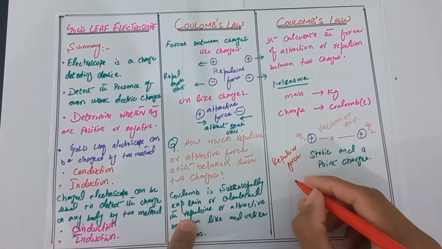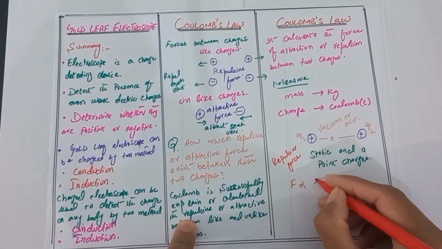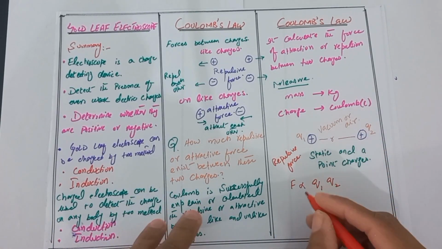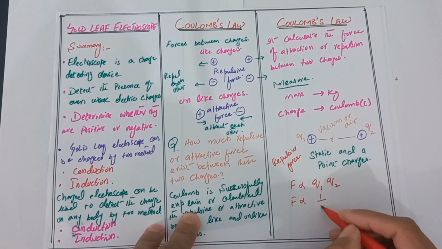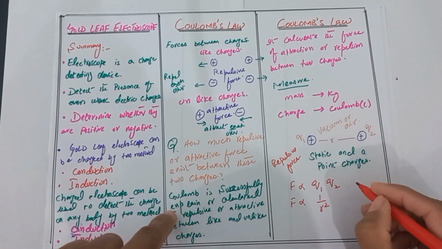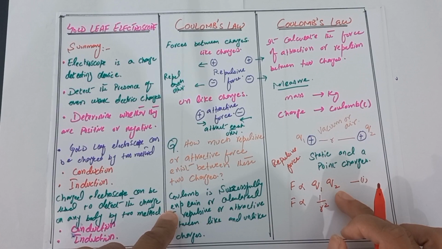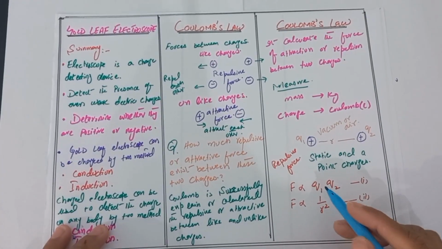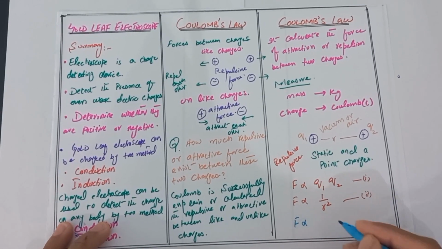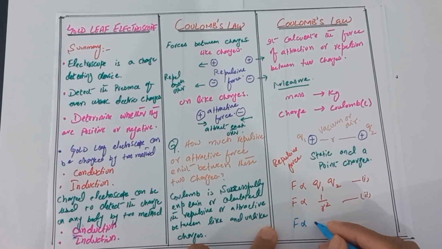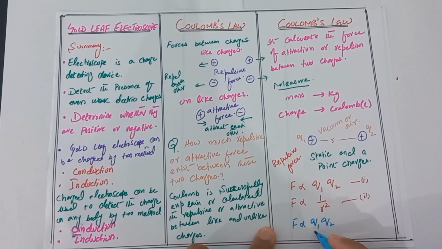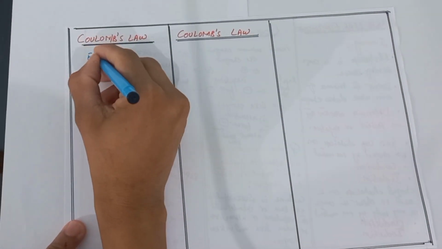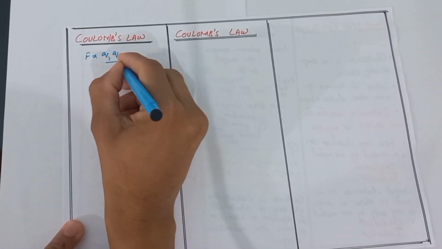Coulomb's law states that the force between the two charges is directly proportional to the product of the magnitudes of the two charges Q1 and Q2. Secondly, the force between the two charges is inversely proportional to the square of the distance between them. Combining these two, we get F is directly proportional to Q1 into Q2 upon R square.